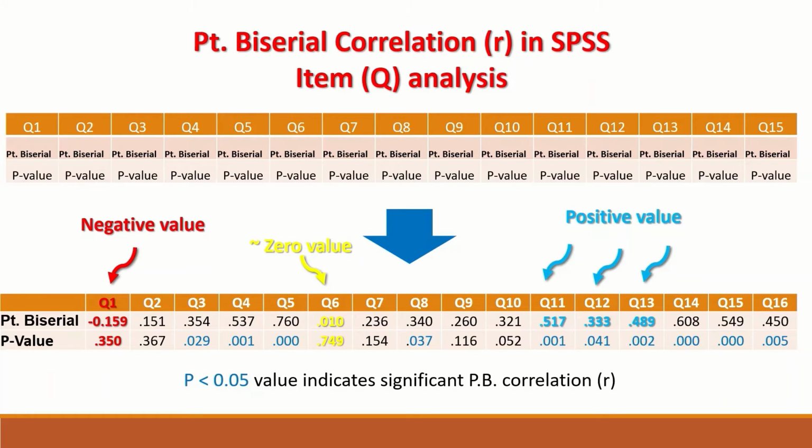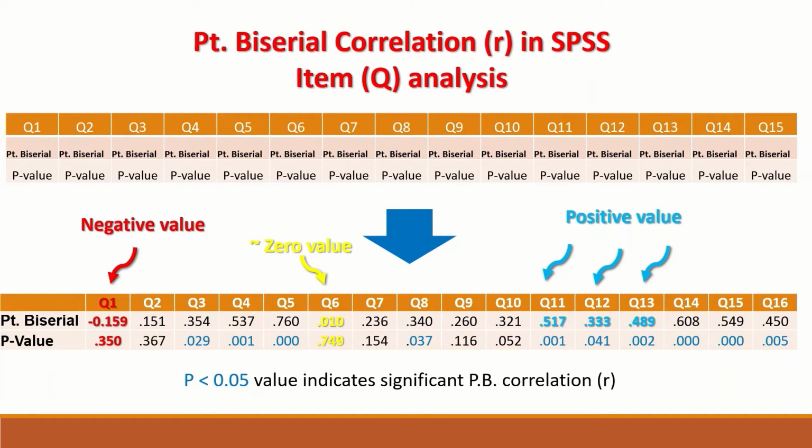If we look at question number 6, which is labeled yellow, we can see the value for the coefficient, or the R, is close to 0 and the P value is very high. So this question is not discriminating between high and low students. It is close to 0 and is considered a bad question, and it is required to be either modified or omitted from the exam.